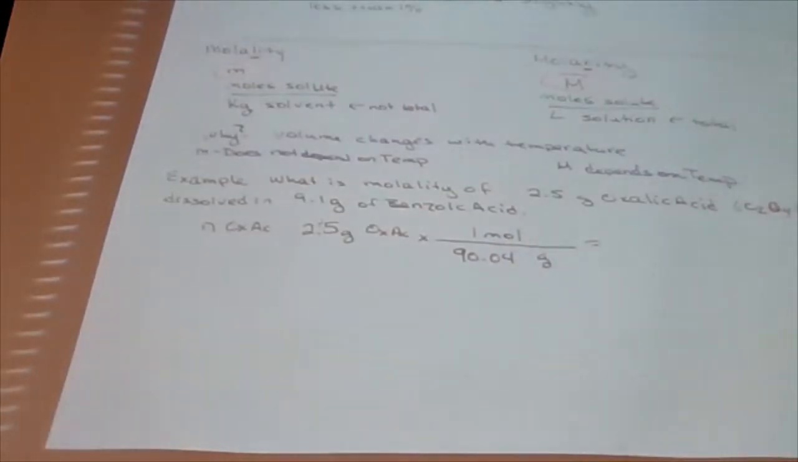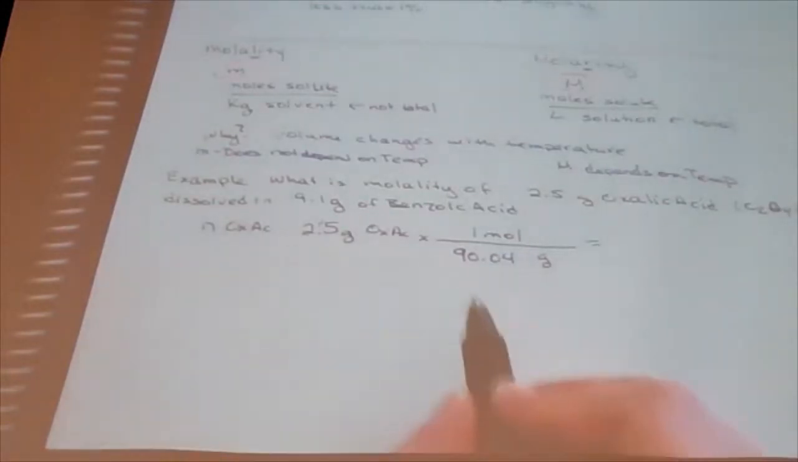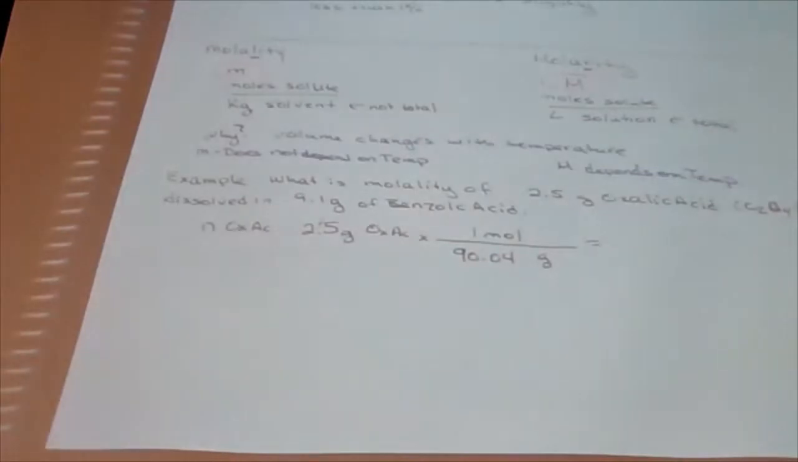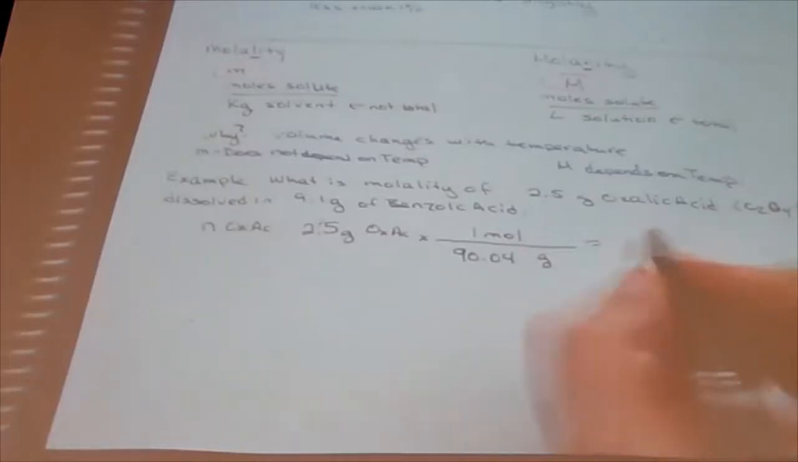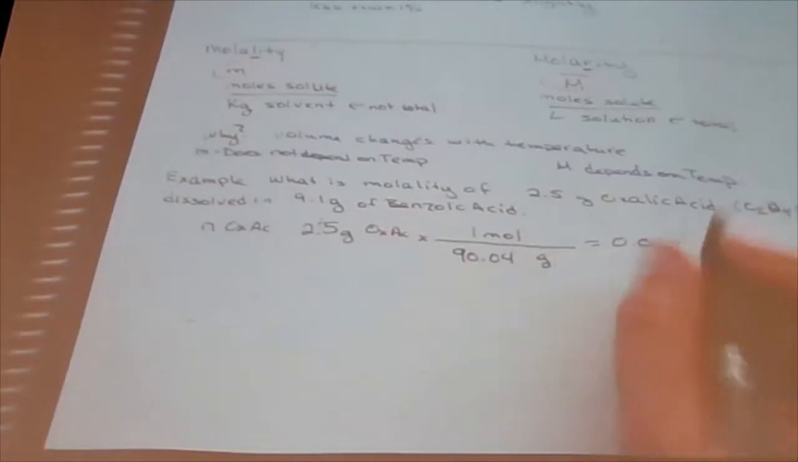Okay, so 2.5 divided by 90.04. Now, since I only have 2 sig figs, I probably could have just rounded to 90. And sometimes people will do that when you don't have anything that's very far off of the whole number. But I like to keep the 2 extra decimal places just so I don't use my molar mass to reduce my certainty. So this is 0.028 moles.